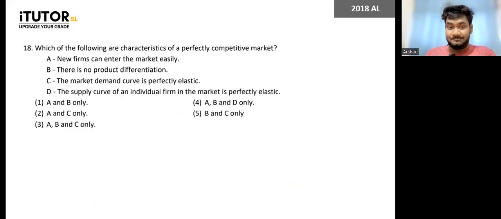Question 18. See again, characteristics. Every year they ask, which of the following are characteristics of a perfectly competitive market? Quickly give me yes or no. New firms can enter the market easily. Yes. There is no product differentiation. Yes. All the products are homogeneous. Your rice and my rice, everything is correct. So there is no product differentiation is correct.